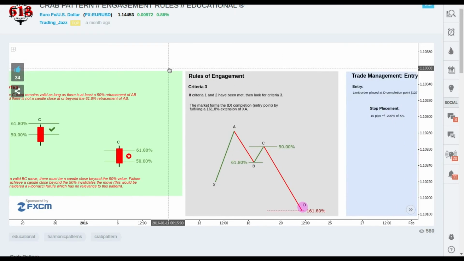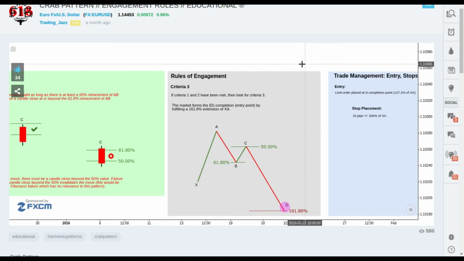Criteria 3. If criteria 1 and 2 have been met, then look for criteria 3. The market forms the D completion entry point by fulfilling a 161.8% extension of X to A.